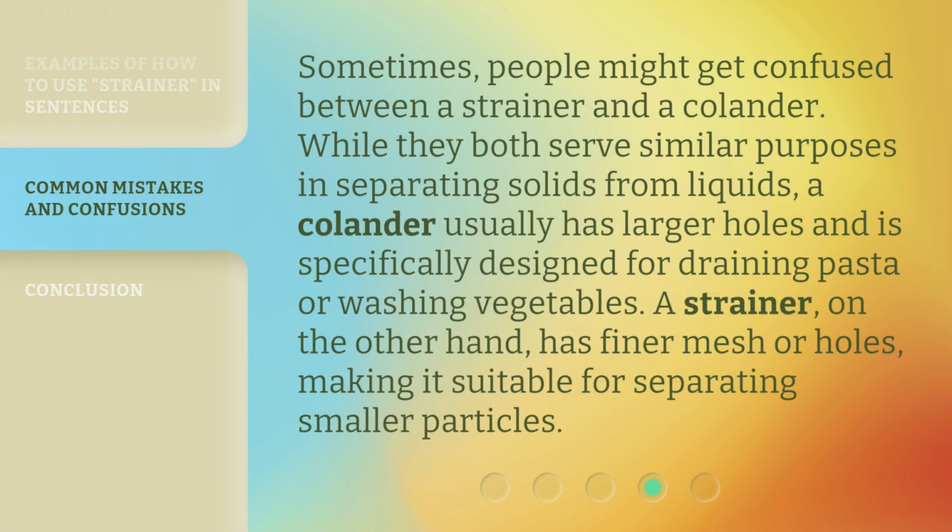Sometimes, people might get confused between a strainer and a colander. While they both serve similar purposes in separating solids from liquids, a colander usually has larger holes and is specifically designed for draining pasta or washing vegetables. A strainer, on the other hand, has finer mesh or holes, making it suitable for separating smaller particles.